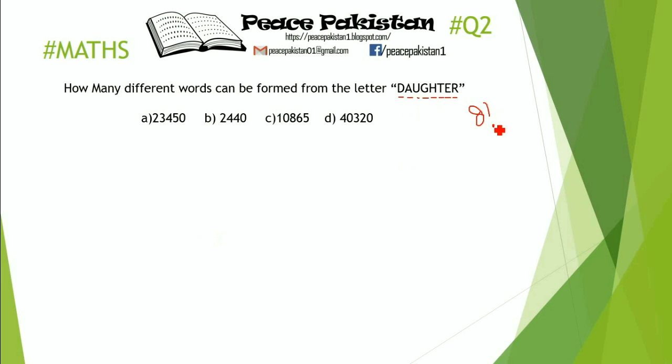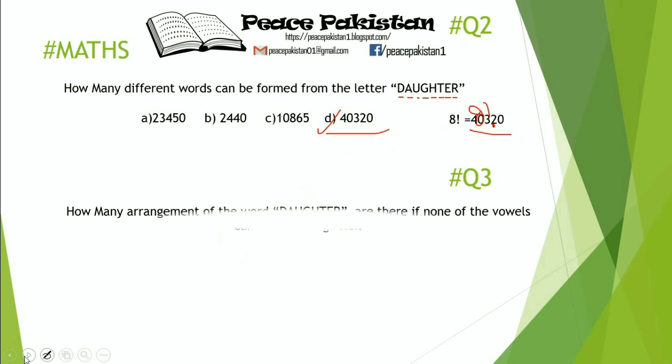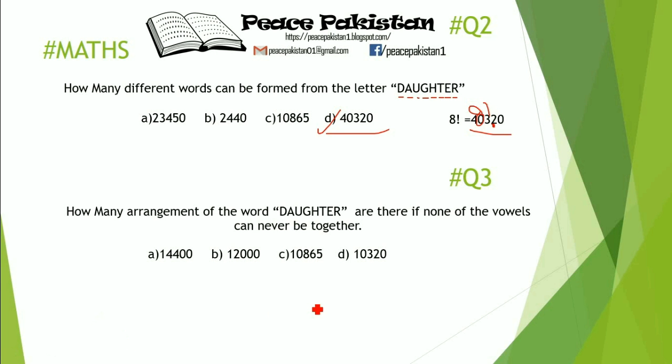Then we take the factorial, and its answer will be 40320. Now we'll move towards the third question: how many arrangements of the word "daughter" are there if none of the vowels can ever be together? The options given are these.